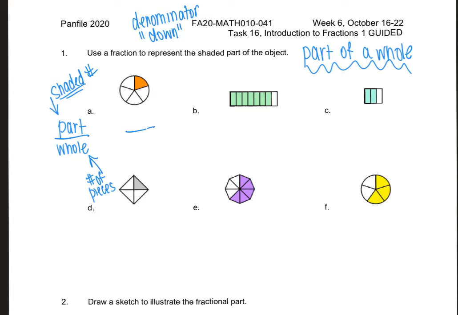So if I were to write the fraction for letter A, I'll just change my color so that you can see it. We have one piece that's shaded, so that's going to go on the top. And then we have 1, 2, 3, 4, 5 total pieces that are in this circular shape. So my fraction is 1/5. So that would be like, my pizza pie was cut into 5 pieces, 5 slices, and I ate one of them.